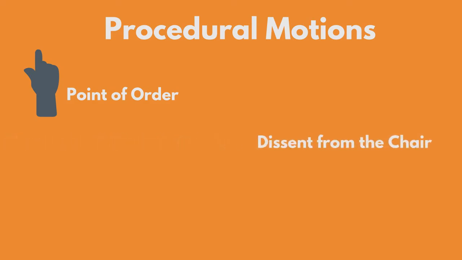Procedural motions relate to the conduct of the meeting and are usually used to draw attention to any irregularity in proceedings or to change the standard proceedings. Some common examples of procedural motions are point of order. This is usually raised if standing orders are breached. The chair will rule on this and the ruling is final. Dissent from the chair. This occurs when a delegate disagrees with a ruling from the chair.